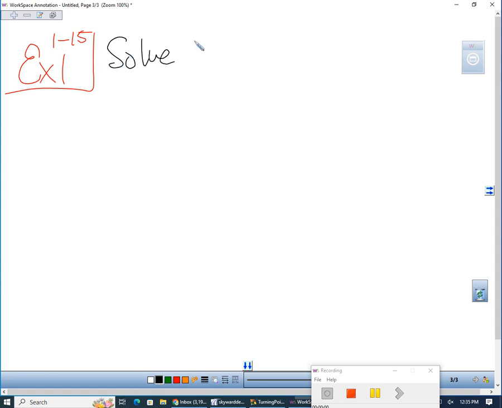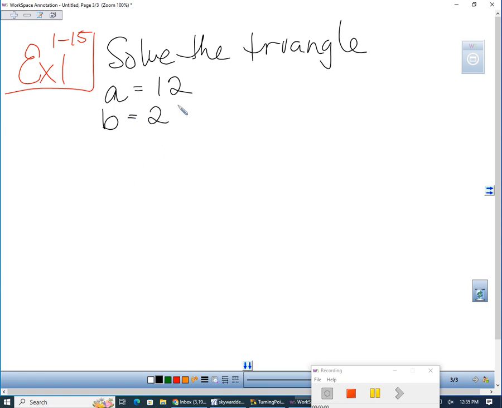Solve the triangle. Let's say I have side A is 12, side B is 21, and side C is 32. We have no angles. We have side, side, side here. So we've got to decide what angle we want to solve for first. Emma, you choose. Which angle do you want to solve for?